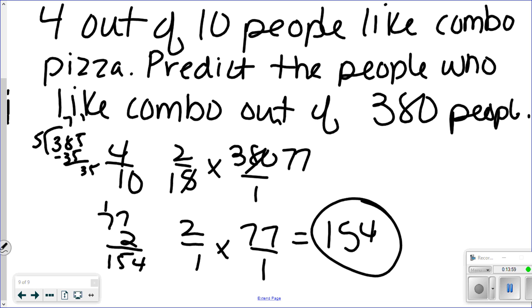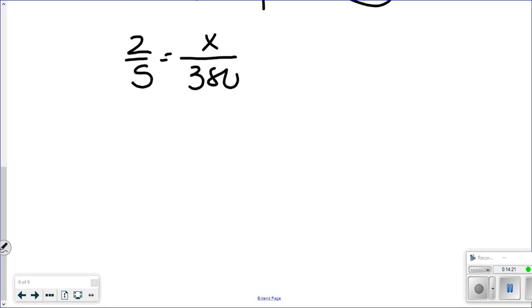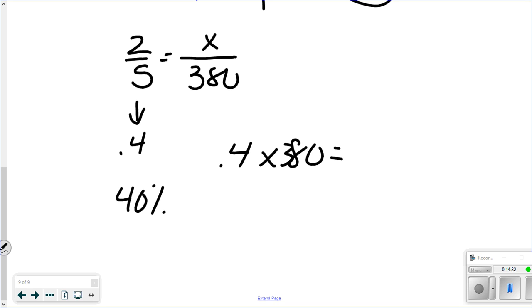There are other ways you can do this. You can set up a proportion: 2 out of 5 people like combo, and 380 is on top, and solve it with cross products. You'll still get the same thing. Another way is to make it a percent, 0.4 or 40%, and take 0.4 times 380. It gives you the same thing. There are so many ways you can solve this problem. You have to figure out what works for you.